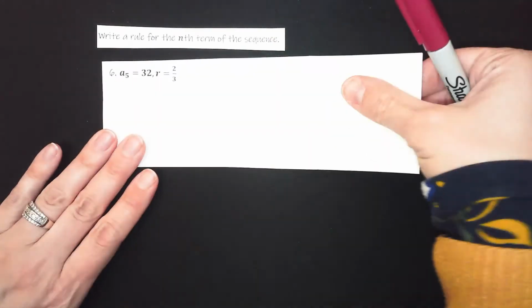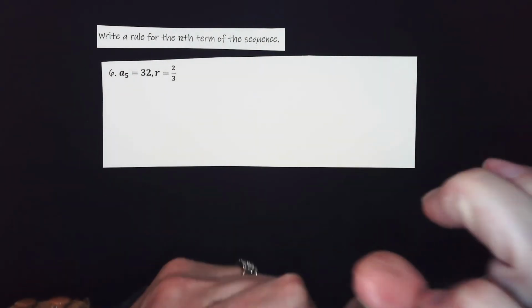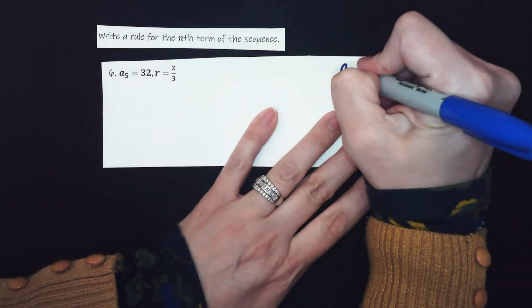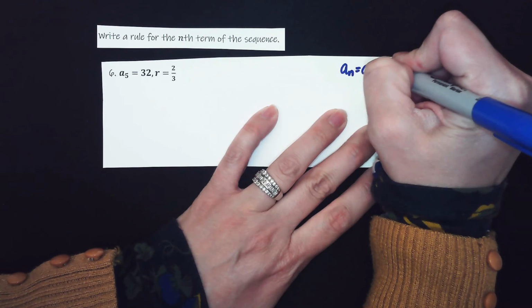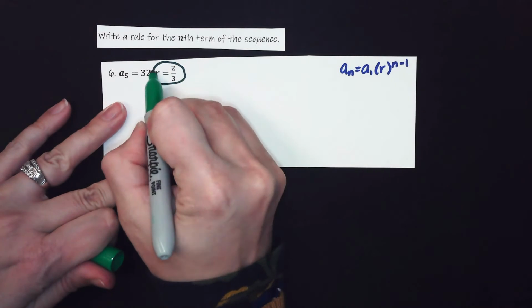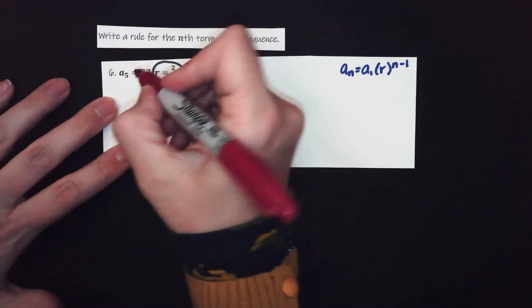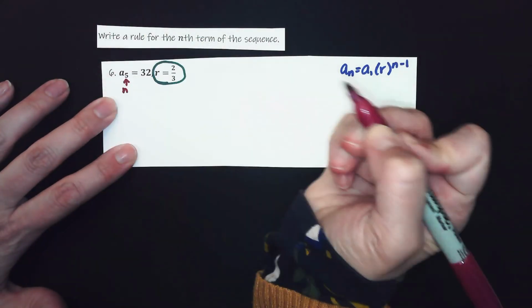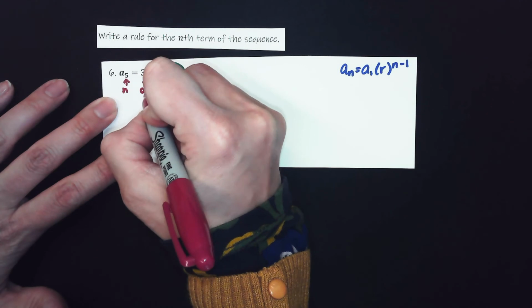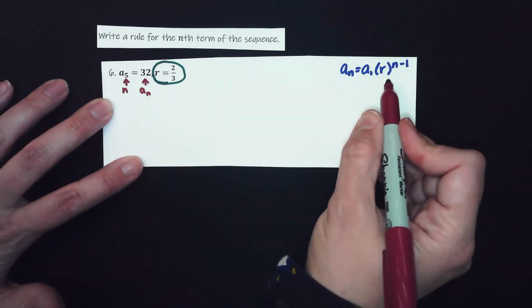Alright, number 6. Now this time it gives me the 5th term and the common ratio. So remember our rule. Okay, so I need that first term. I already have the common ratio. I already have this, but I need a1. So I'm going to take, if n is 5, then a sub n is 32. So I'm going to plug that in, what I know, in my equation.